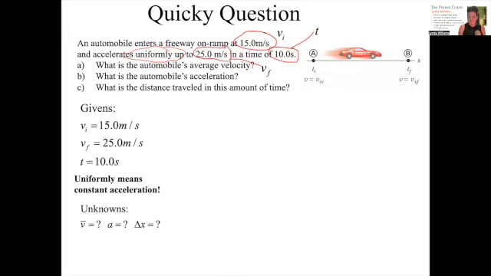Since it's a one-dimensional problem and it's only traveling in one direction, the distance is equal to the displacement, right? So displacement is a vector, distance is a scalar. But in this case, they're the same. So which equation will I use for average velocity?